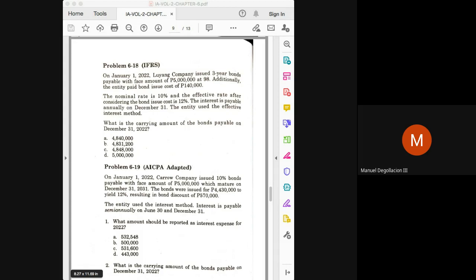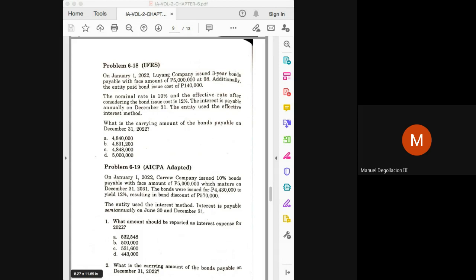So that would mean that the amortization on the discount, the additional interest expense arising from the amortization of the discount, would be 71,200. And how did we get that one? The difference between the fixed interest payment of 500,000 and the interest expense of 571,200. Since we already have our amortization for the year, we can already solve for the remaining discount after 1 year. We can already solve for the unamortized discount at the end of the first year.